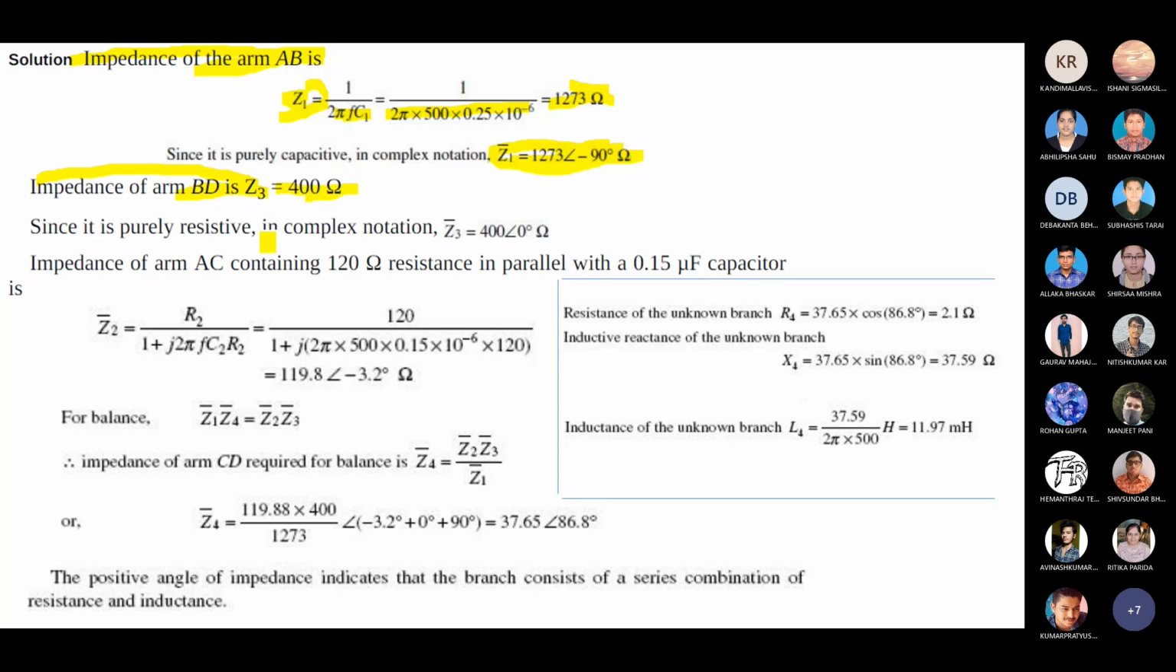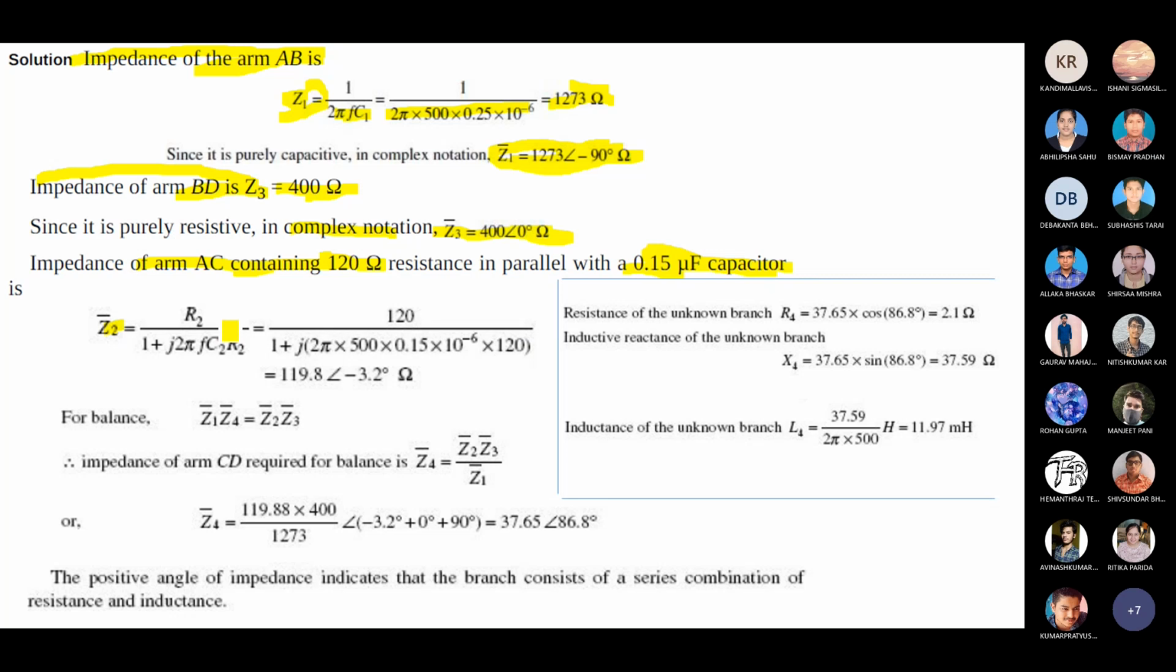So if it is purely resistive, in complex notation Z3 equals 0 degree ohm. Now the impedance of the arm AC containing a 120 ohm resistance in parallel with a 0.15 microfarad capacitor. The 0.15 microfarad capacitor is in parallel with the 120 ohm, so directly you are getting that value. Z2 equals how much?